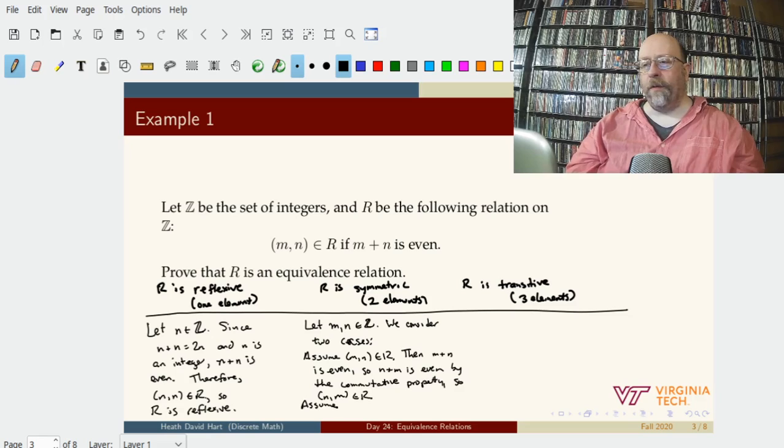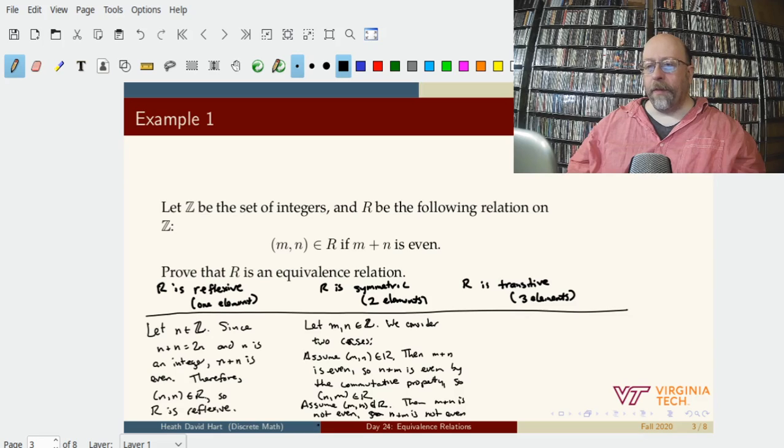And now we'll assume that m comma n is not in R, then m plus n is not even. And so n plus m is not even, also by the commutative property, and therefore n comma m is also not in R. So we've shown that anytime that m, n is in R, then n, m is in R. And anytime m, n is not in R, then n, m is not in R.